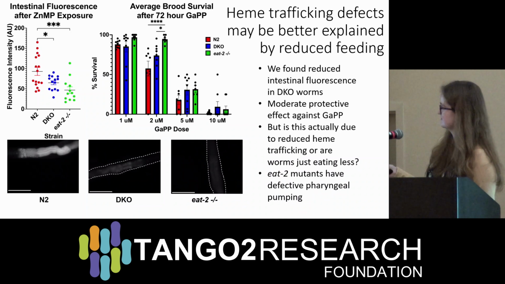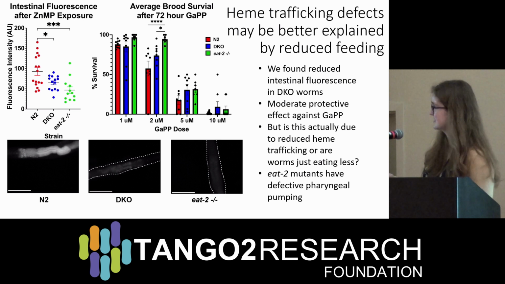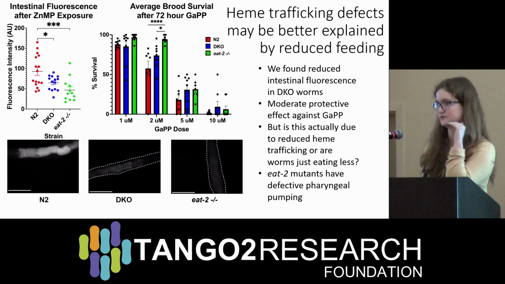And so you can see this best at this 2 micromolar dose. So at this dose, about half of the N2s are able to survive. A little bit more of our double knockout worms are able to survive. And then our EAT2 worms that are really not eating much at all are almost all able to survive this poison dose. So that led us to think that maybe there's this other phenotype or behavioral profile that's happening in these worms that would explain what these other researchers saw and might have some interesting implications for us to look further into.